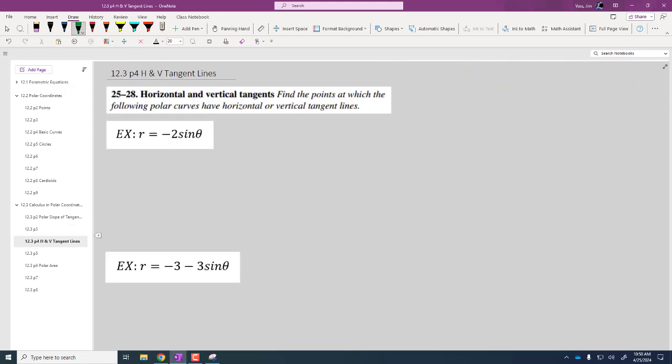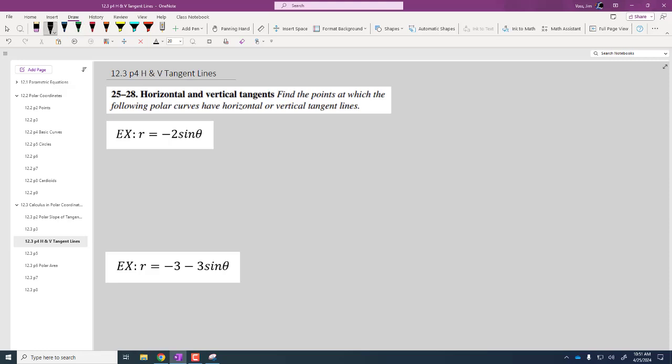Okay. Let's talk about horizontal and vertical tangents. We already know that a constant times sine or a constant times cosine is a circle, either tangent to x or tangent to y. We could figure it out if we had to. But we know it's going to be a circle, so in our minds we know there's going to be 2 horizontals and 2 verticals.